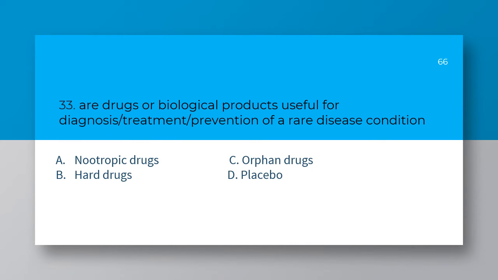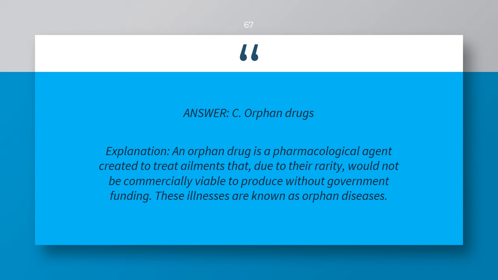Number 33. Are drugs or biological products useful for diagnosis, treatment, prevention of a rare disease condition? Answer is C. Orphan drugs. An orphan drug is a pharmacological agent created to treat ailments that, due to their rarity, would not be commercially viable to produce without government funding. These illnesses are known as orphan diseases.